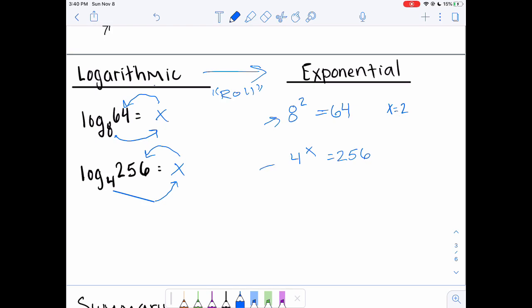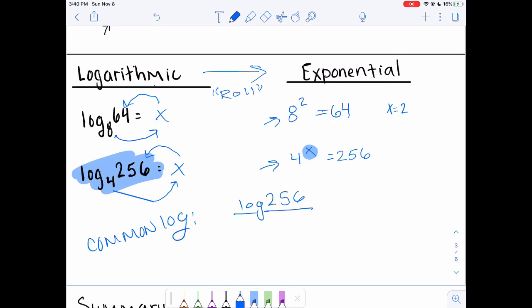But if we look at problem number 2, if we wanted to solve this one, we have to think about 4 to what power equals 256. That may not be as recognizable as this. So we might need to use a calculator. And that's okay. If you need to use a calculator to solve a logarithm, we're going to need to use the common log. You'll take the common log of your result, and divide it by the common log of your base. I'll show you what that looks like.